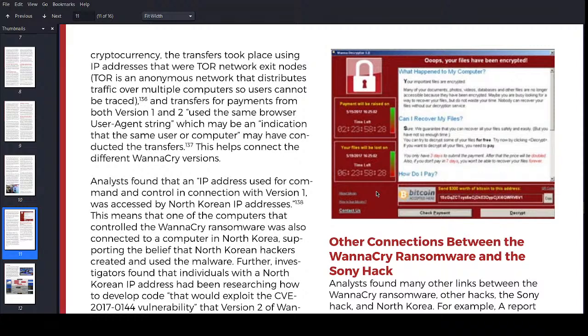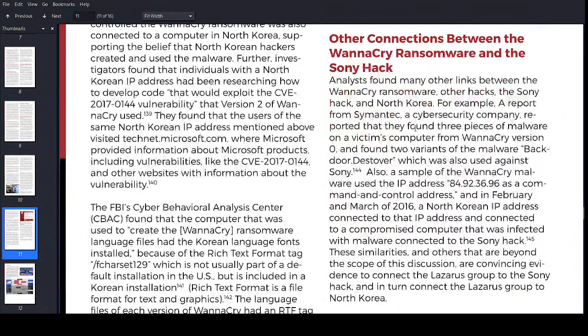$300? I was expecting a lot more, not gonna lie. Alright, so let's keep reading this.